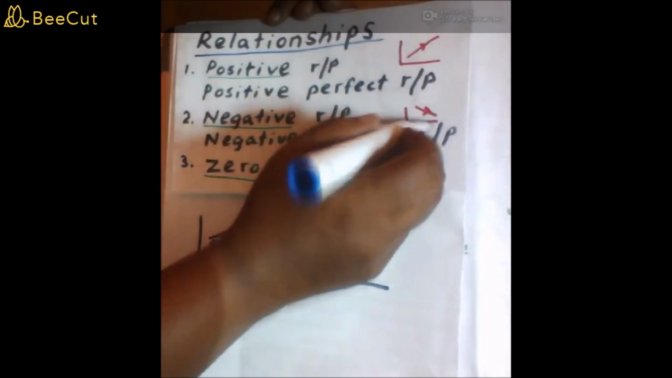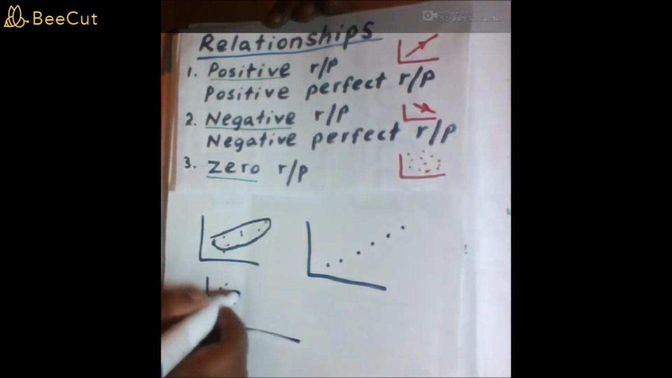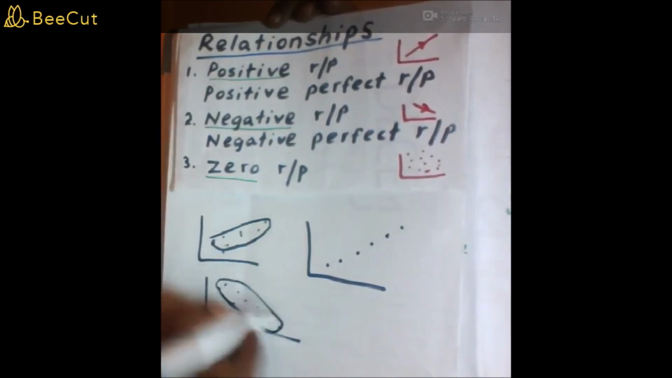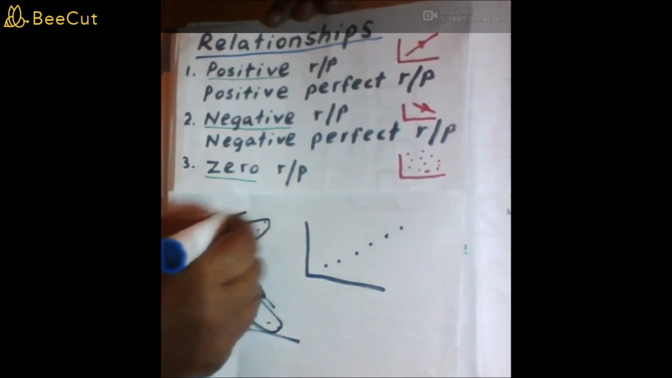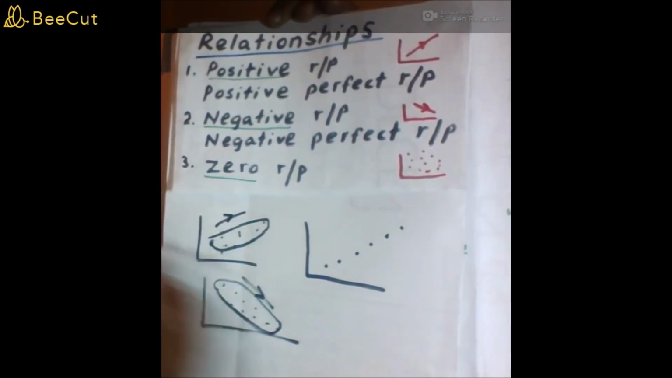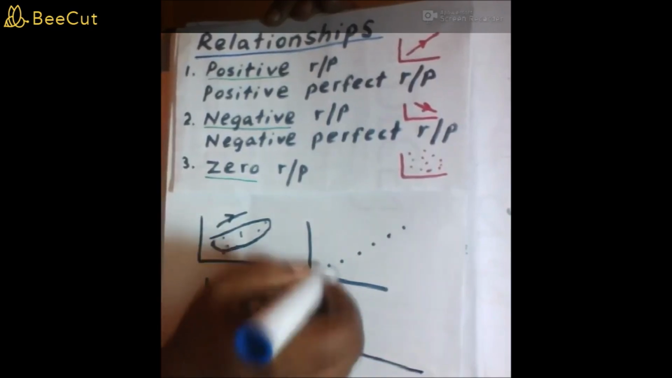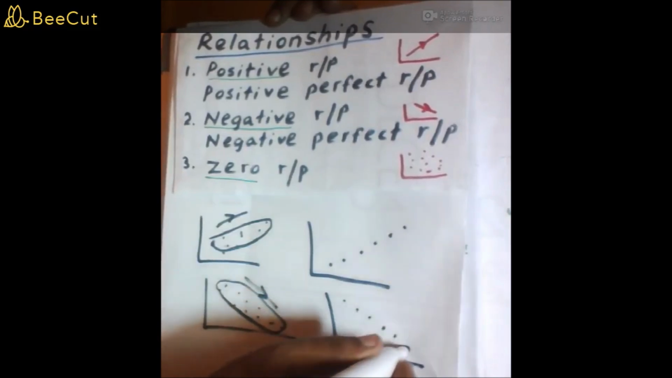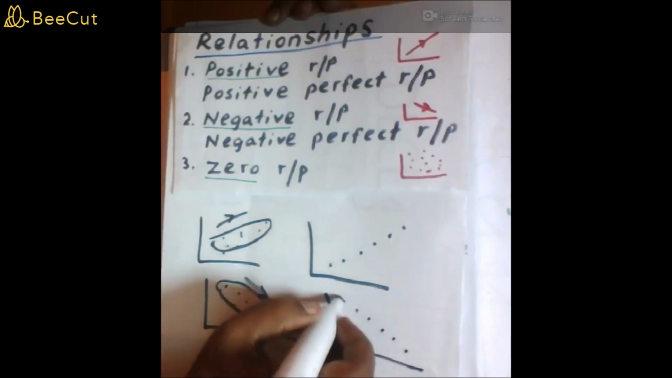Second one is negative relationship. Here in this direction, negative, this way, this direction. Okay, here this one goes up. That's the positive one. This is negative. Negative perfect means what? This is positive here. All the dots are on this direction. Right? Negative.